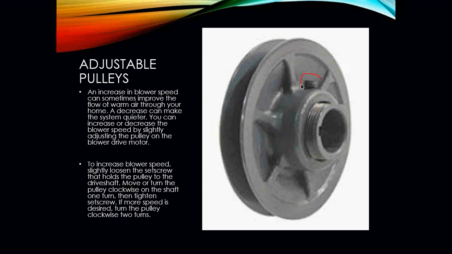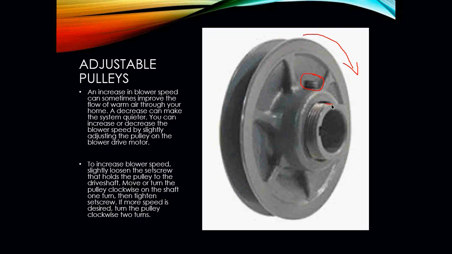And here's my little set screw. It's an Allen key. You're going to loosen that little screw, and then you're going to turn your pulley inward about one turn. If we look at this picture, you can see how we have some threads right here.